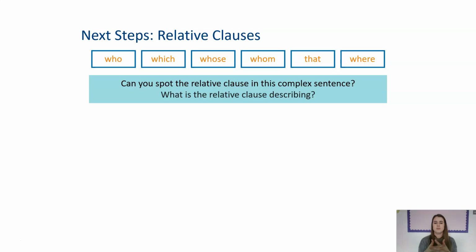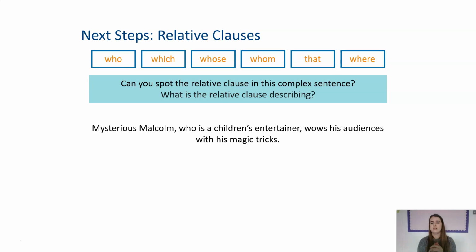So, can you spot the relative clause in this complex sentence? And think about what the relative clause is describing. So, mysterious Malcolm, who is a children's entertainer, wows his audience with his magic tricks. Just pause the video and have a think. Where is my relative clause? And what is it describing?